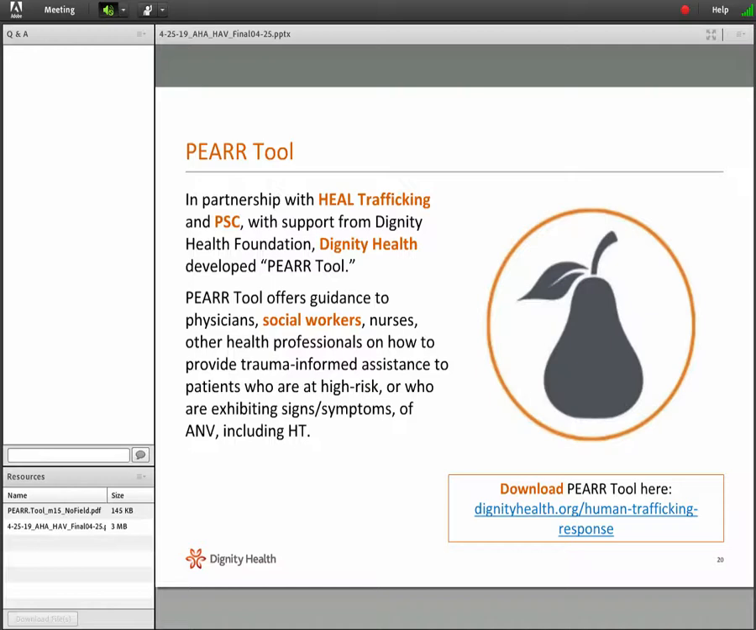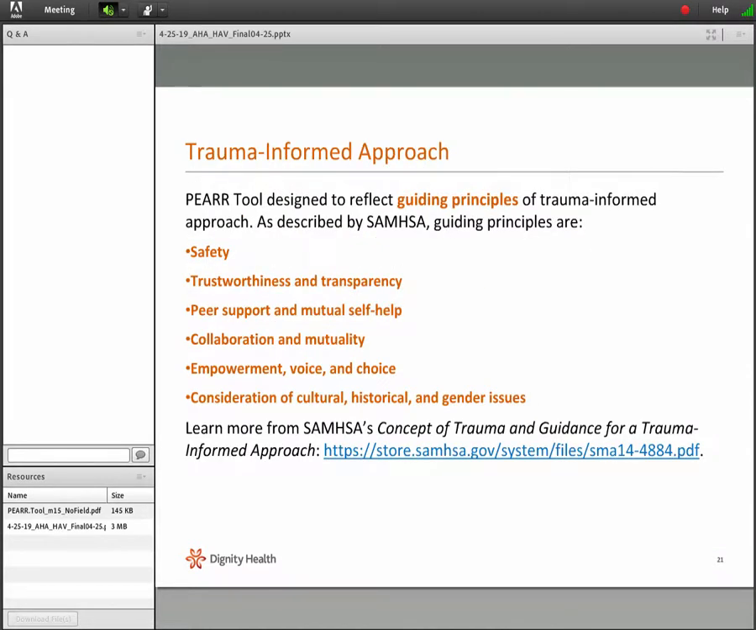So our policy at Dignity Health is currently set up to state that the first step is to document concerns in Cerner as normal. Step 2, make a referral to social work. And then step 3, offer assistance to the patient in a trauma-informed manner using the PAIR tool. The PAIR tool was designed to reflect guiding principles of a trauma-informed approach. As described by the Substance Abuse and Mental Health Services Administration, these are the guiding principles of a trauma-informed approach: safety, trustworthiness and transparency, collaboration, empowerment, voice, and choice. So we're not just making decisions around this patient, right? We're including them. We're empowering them to be a part of the conversation.